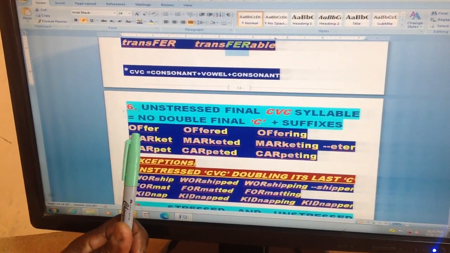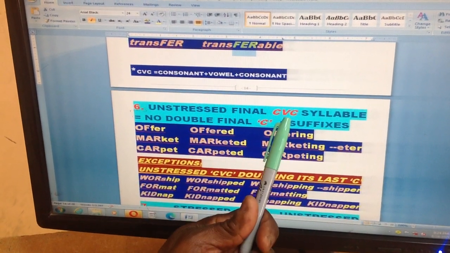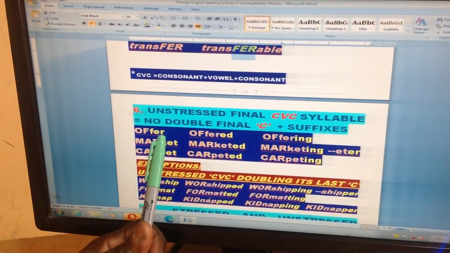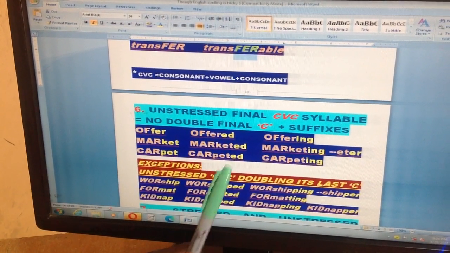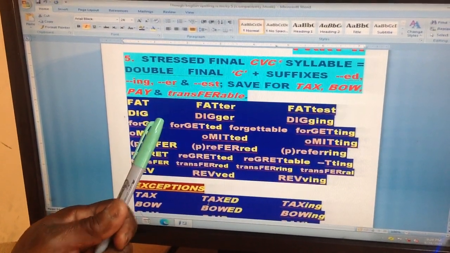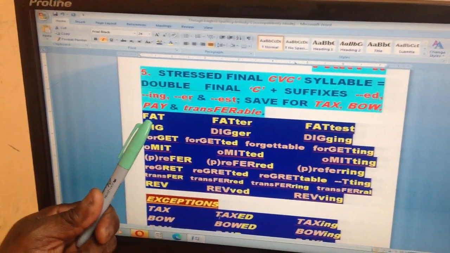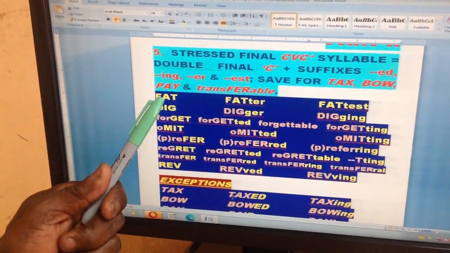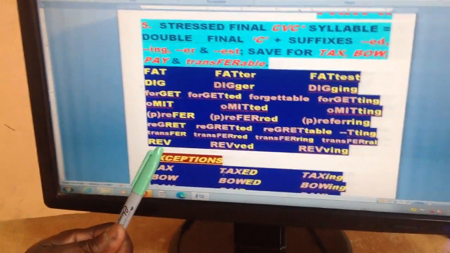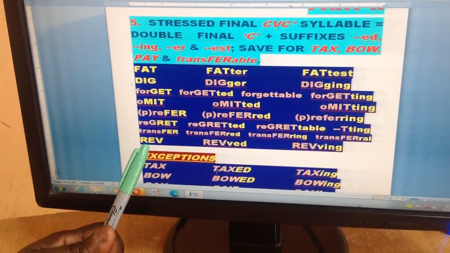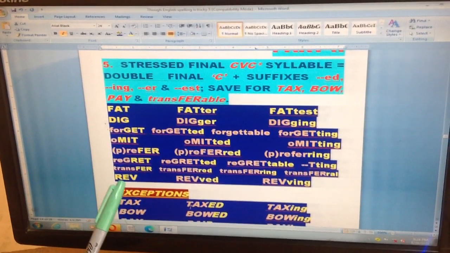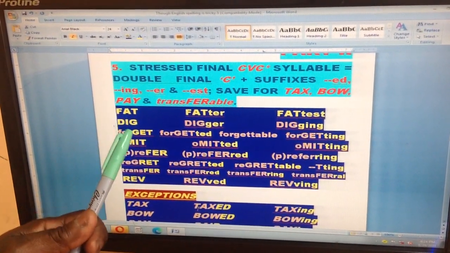Tip number 6, spelling tip number 6. The same CVC, if it is not stressed, then there is no need to double the final consonant. Just add the suffixes you need to add. Let me come back a little bit on this one and state that any monosyllabic word, adjective or verb or whatever, if it comprises only one syllable and that syllable comprises, for example, CVC, then it should be considered as stressed. That's why we have written them in capital.